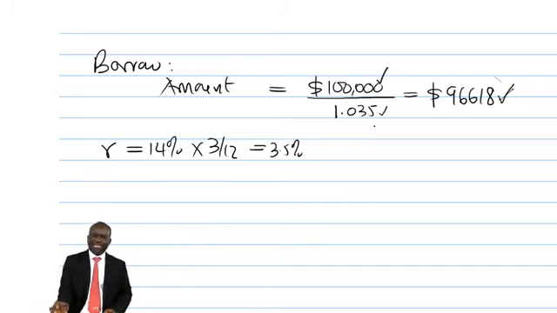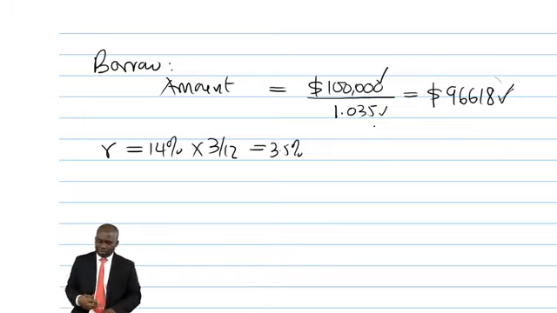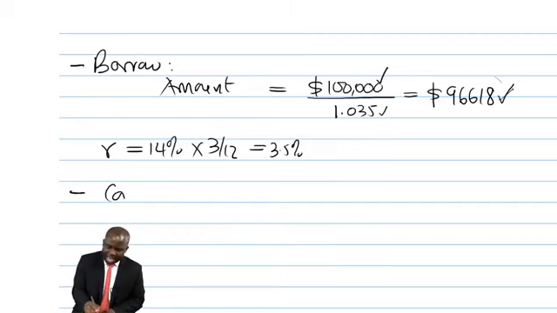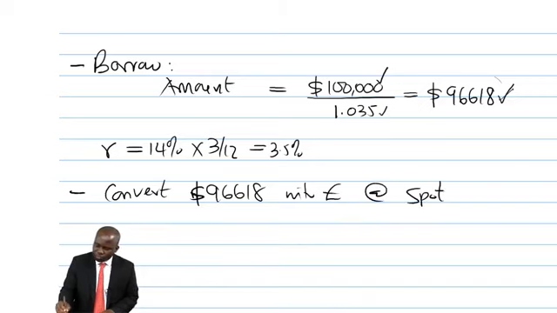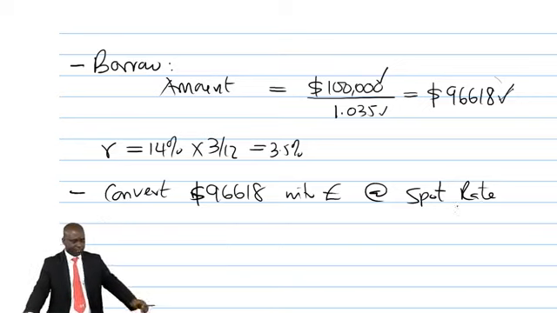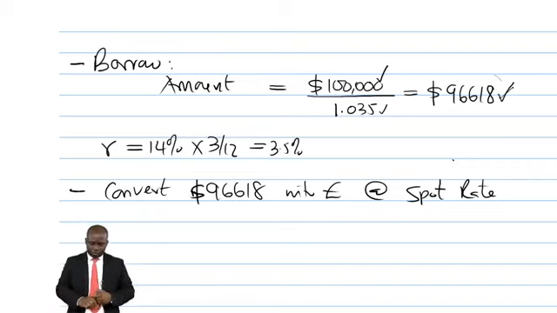So this money that I have borrowed now from US, I am bringing it into my country. So my second stage is that I would have to convert this dollar of 96,618 into pounds at what? The spot rate. So what will be the case? The case here is, what spot rate should we use?